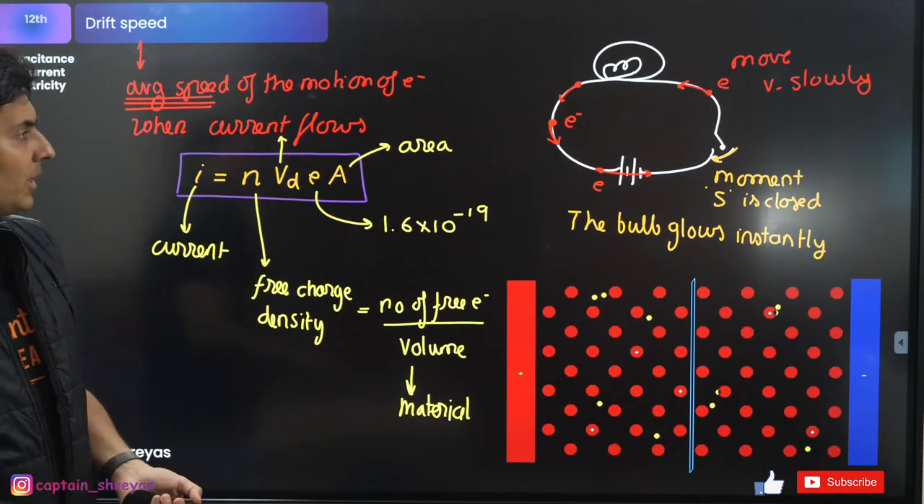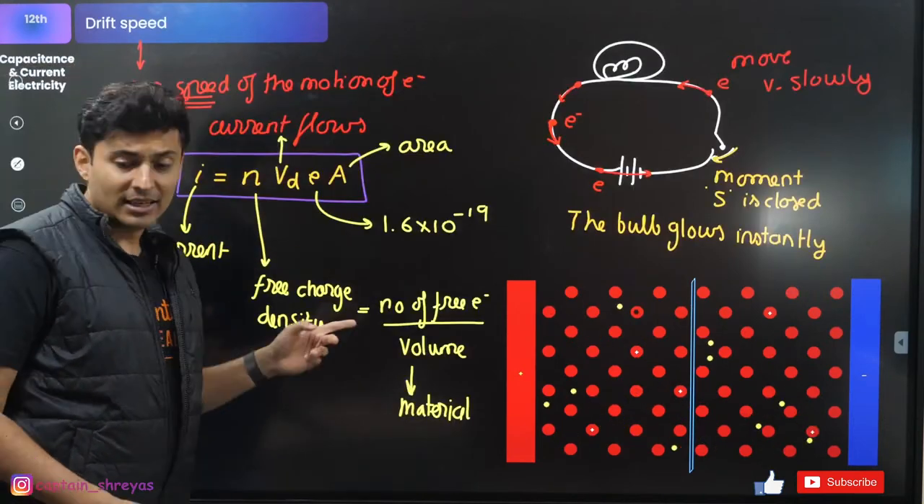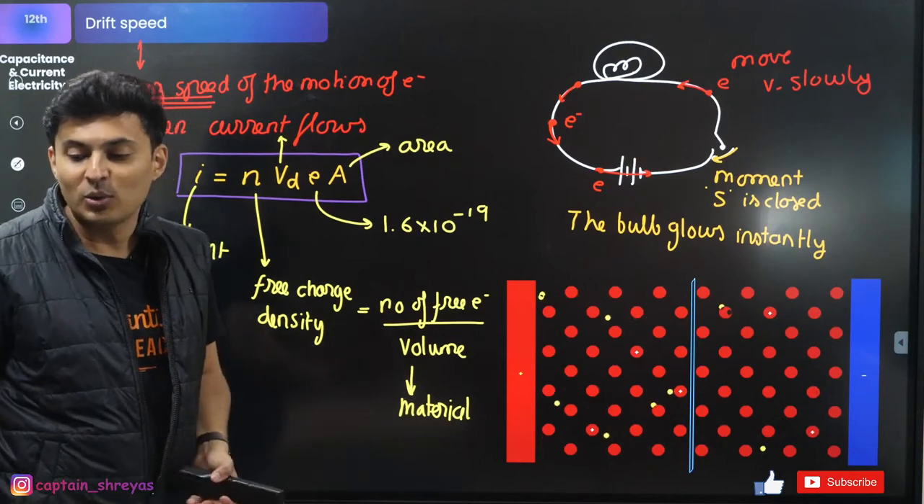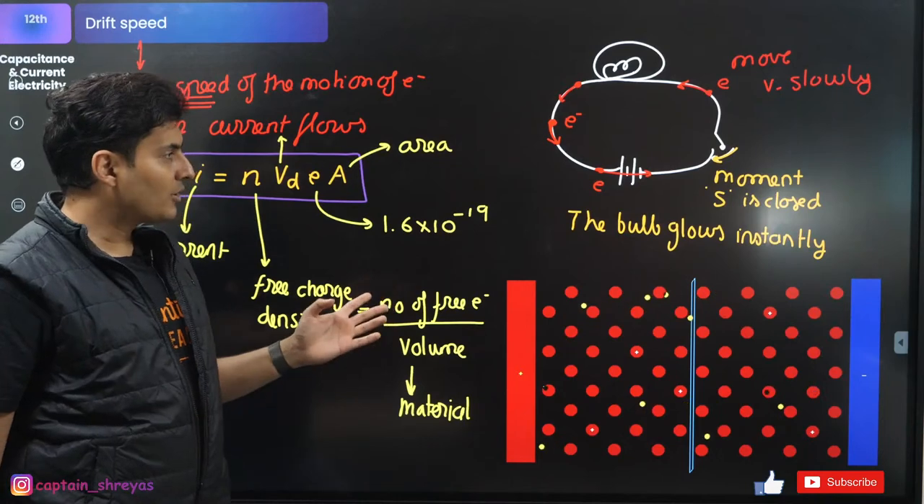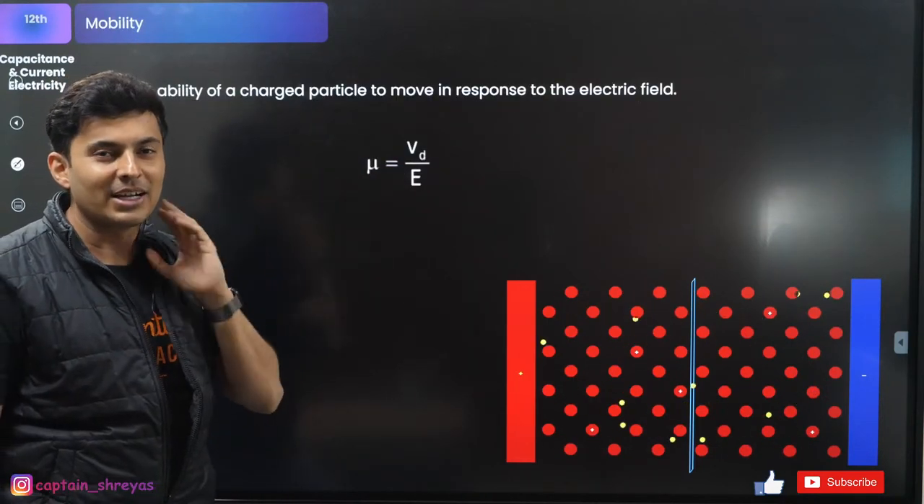Okay? Moving on to another parameter, and this is mobility. By the way, this is also there in semiconductors, as aptly pointed out by Kato. We have a student named Kato, by my name. Very good. Perfect, and that is mobility. This is also there in semiconductors.